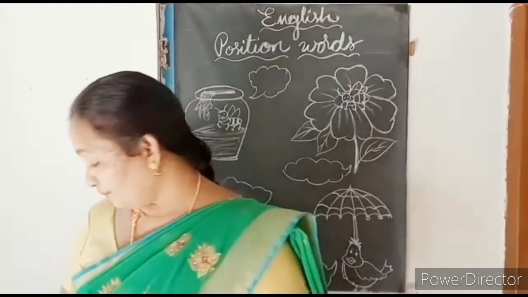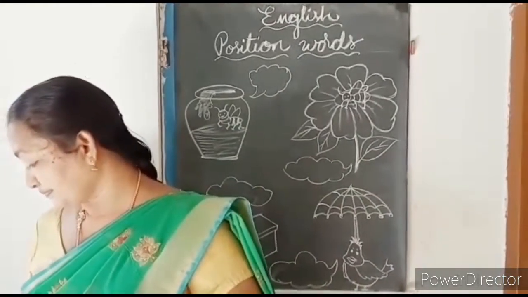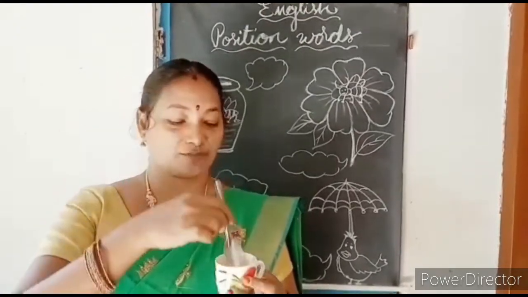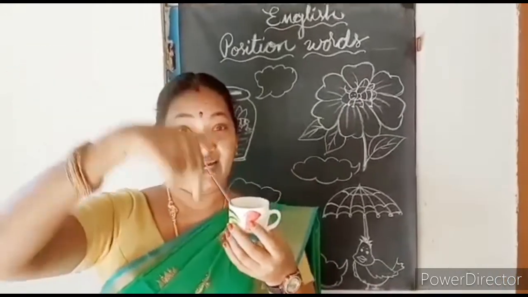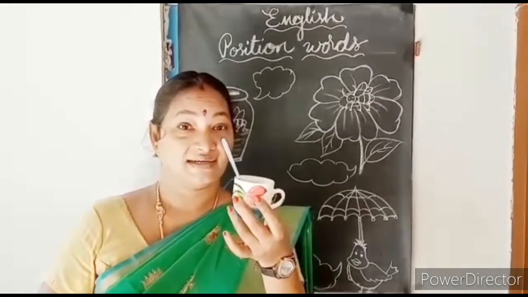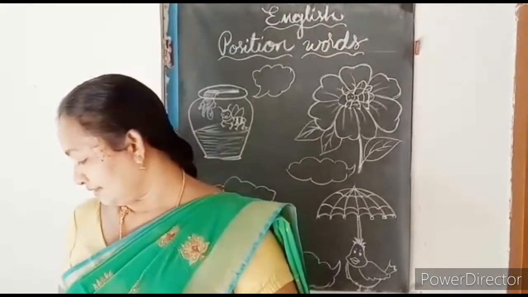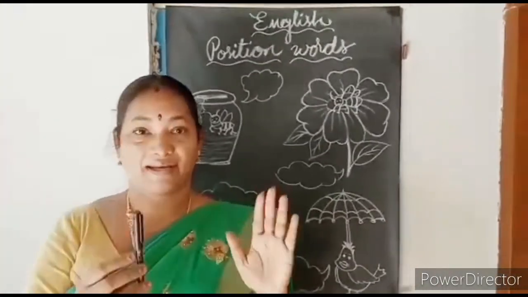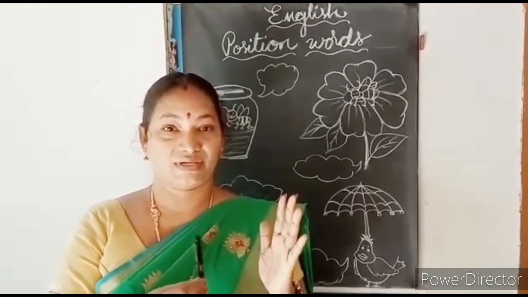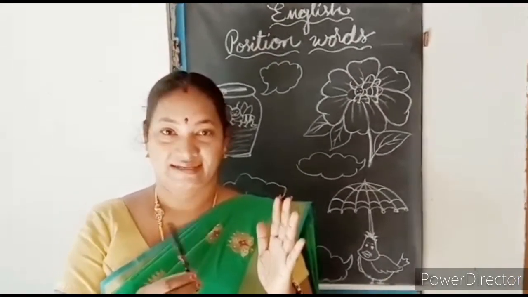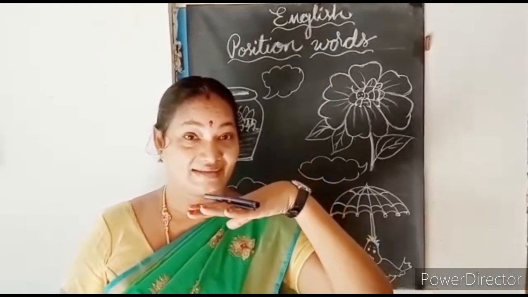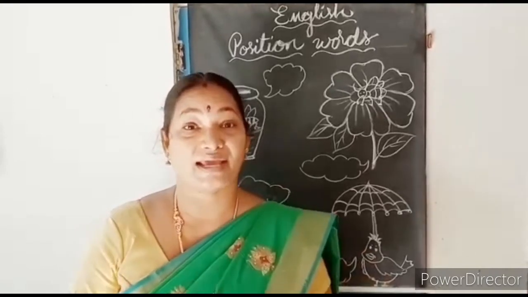And then one more example I will show you. Here we have a cup and spoon. Where is the spoon now? It is inside the cup. And then where is the pen now? It is just near to my hand. And where is the pen now? It is there on my hand.